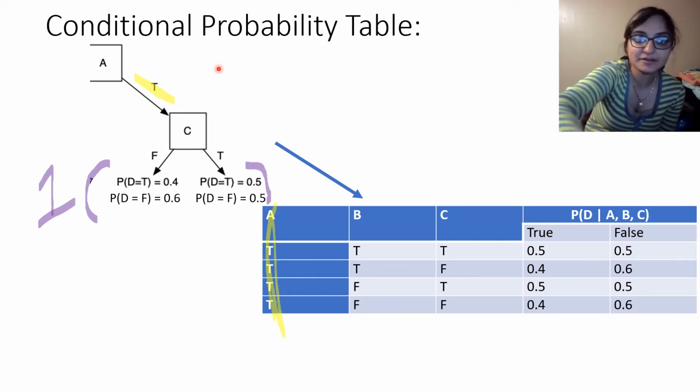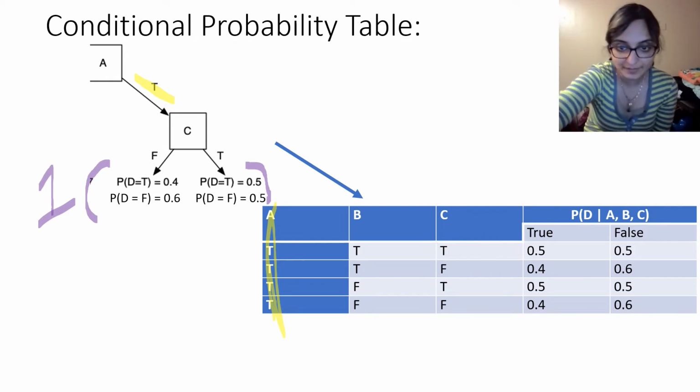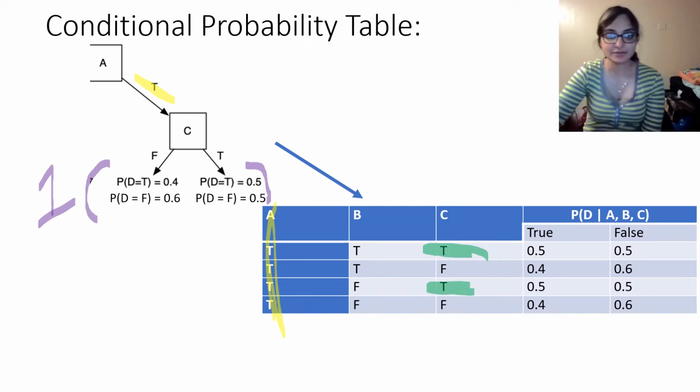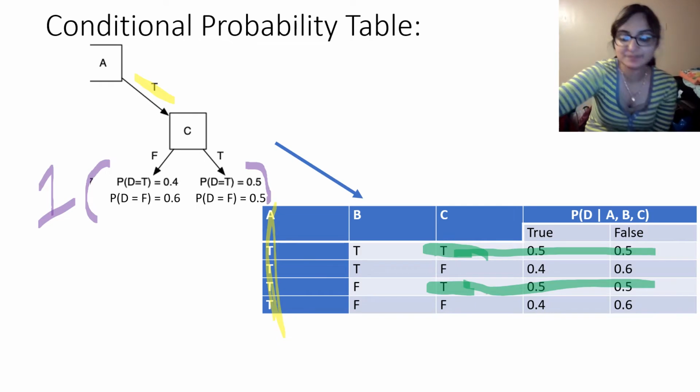What we see here is that, okay, if C is true, so where is C true? C is true here and here. So if C is true, then the probability D is true is 50%, which is what this is, and the probability D is false is 50%.